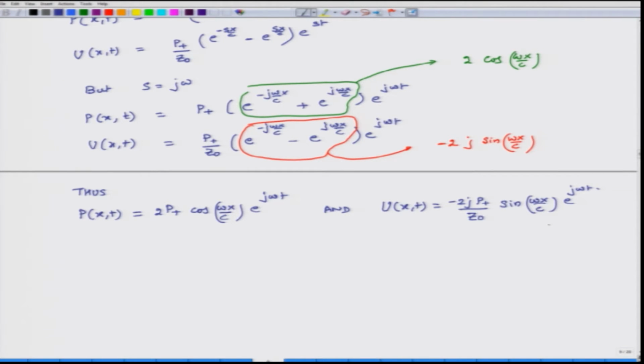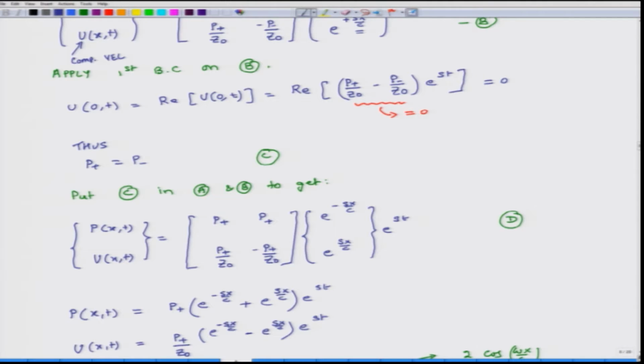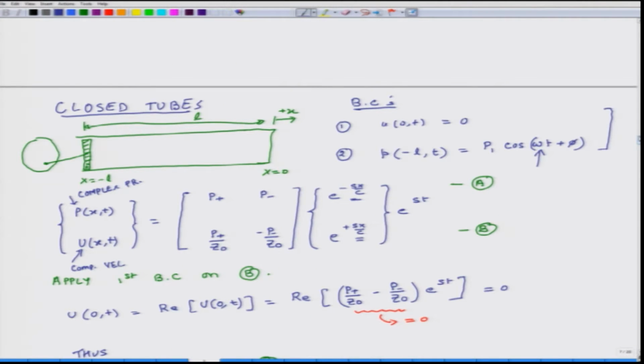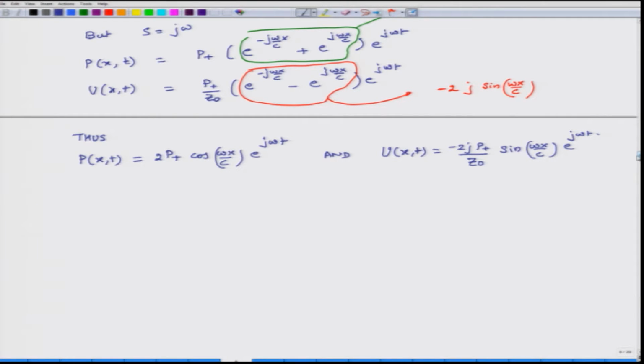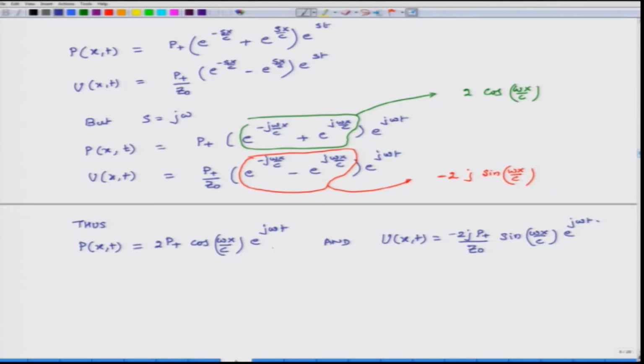So, these are two relations, one is for complex pressure, another one is for complex velocity, and if I take the real components, I will get the actual pressures and velocities. But in both these expressions, we do not know P plus. So, we have to still figure out P plus, and I had said that P plus is going to come if we use this condition that pressure at x equal to minus L is P 1 cos omega t. So, we use that condition. So, before we do that, we will give these numbers. So, let us call this E 1 and let us call this equation E 2.